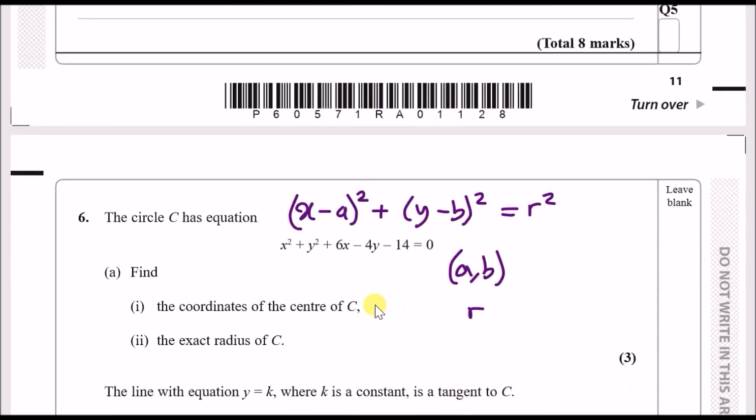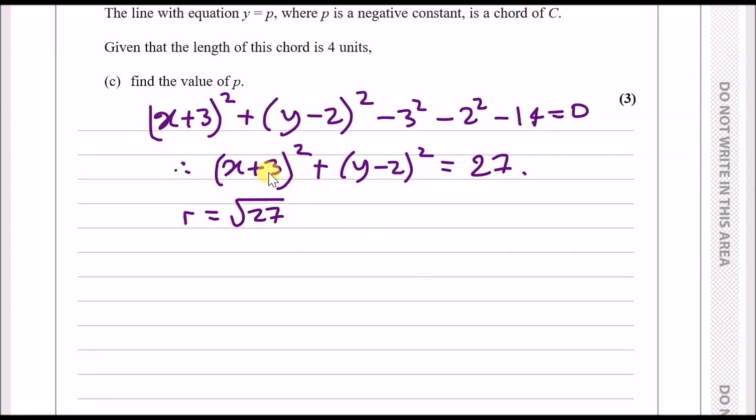And the center of the circle, again, has to be in minus a, minus b form. That means a is going to be minus 3. So the center would be (−3, 2). And that's it, guys. That's your part A done.